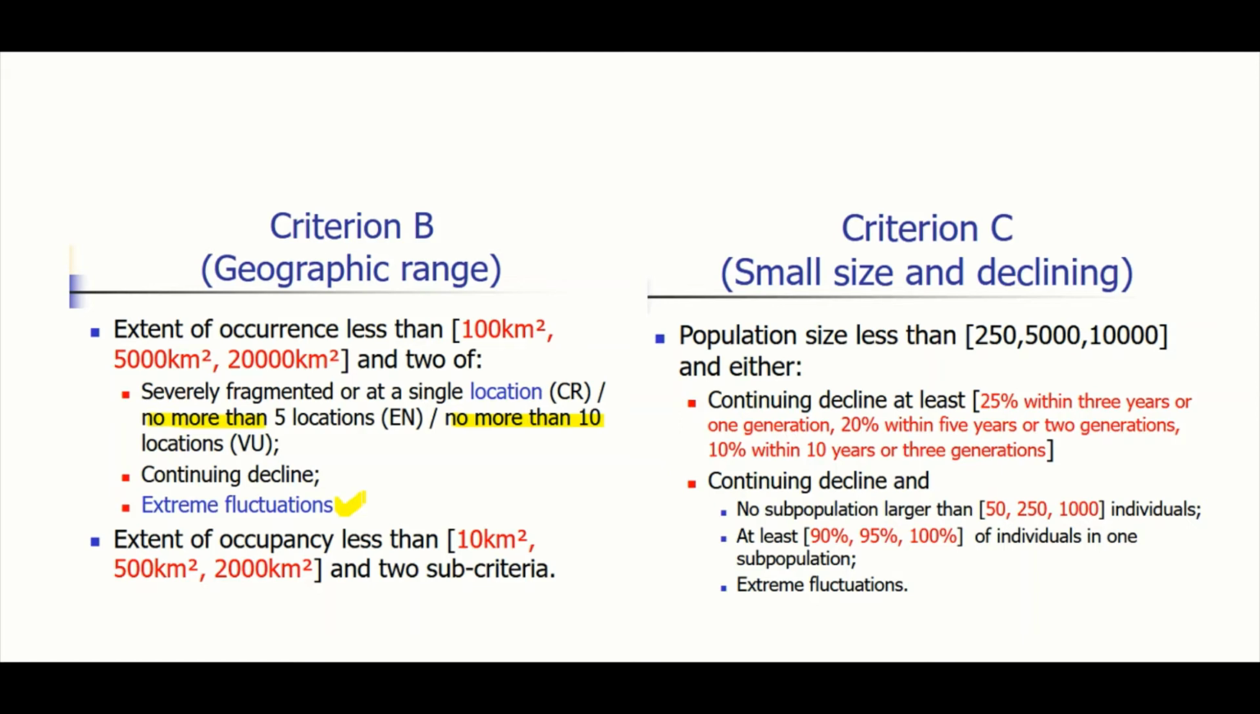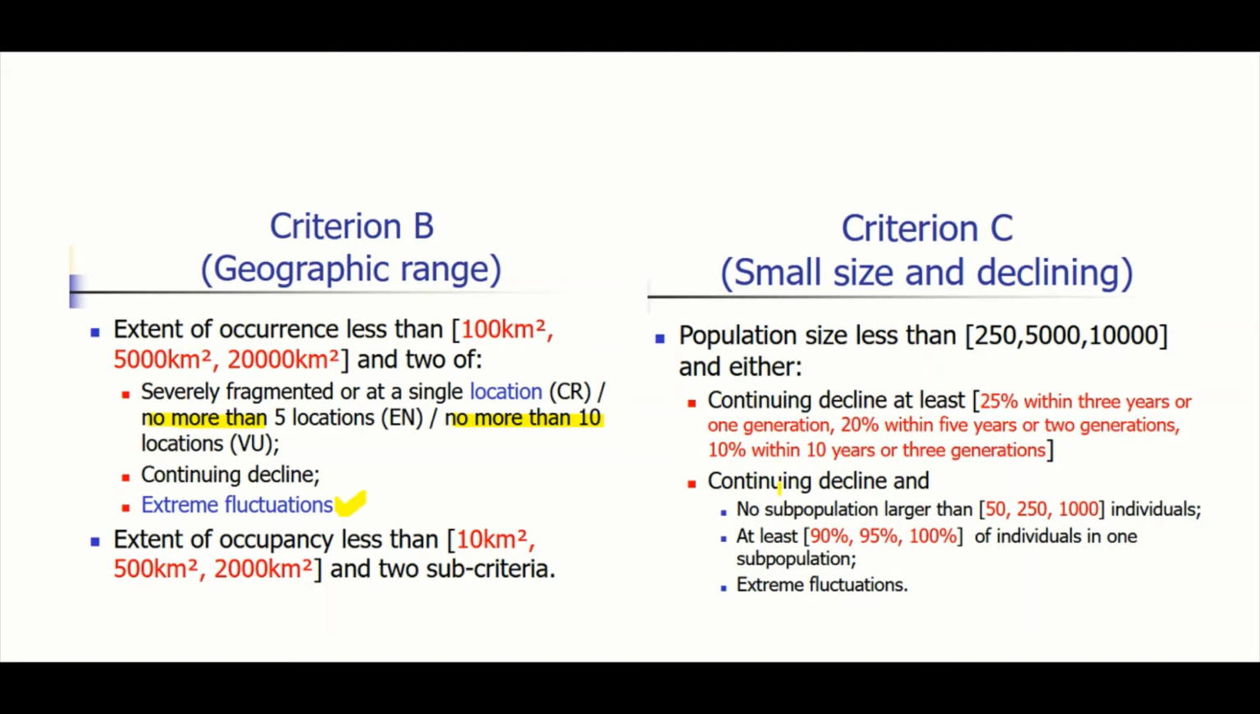Then small size and declining, criterion C: population size less than 250, 5,000, 10,000, and either you check continuing decline of at least 25% within 3 years or 1 generation, 20% within 5 years or 2 generations, 10% within 10 years or 3 generations. So if it is declining at 25%, that is critically endangered, 20% that is endangered, and this is vulnerable.